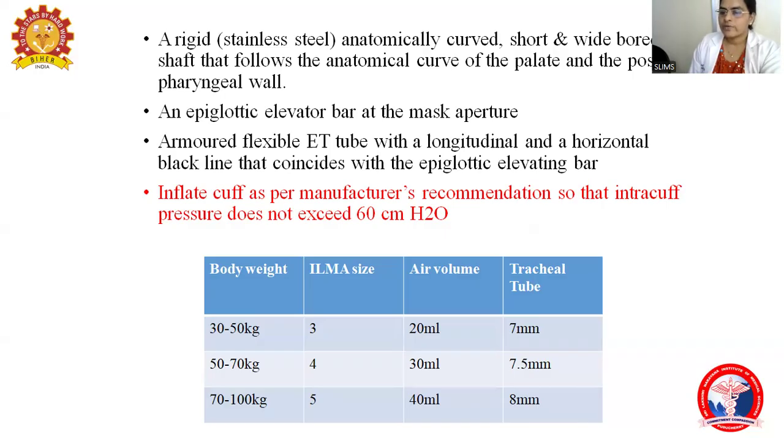For 50 to 70 kgs body weight, the ILMA size will be 4, the air volume will be 30 ml and the tracheal tube will be 7.5. For body weight ranging from 70 to 100 kgs, ILMA size will be 5, the air volume will be 40 ml and the tracheal tube insertion is 8.